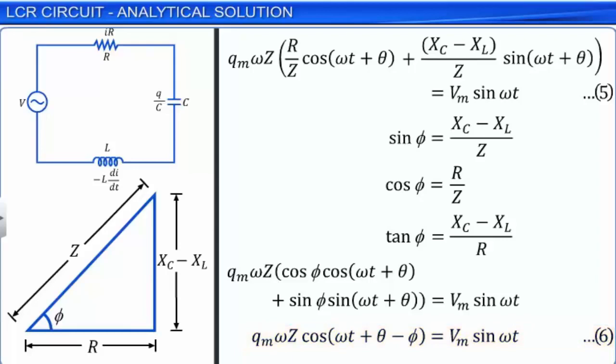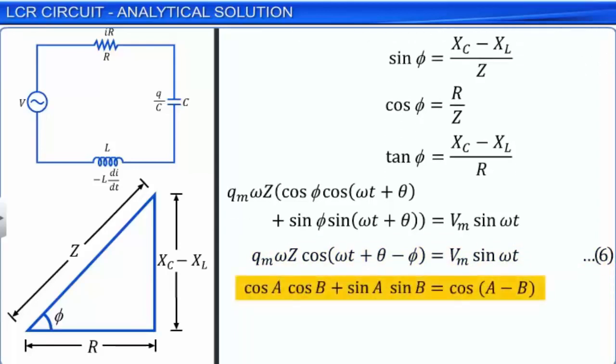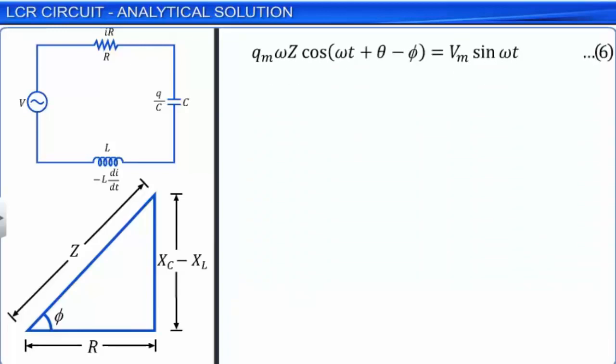Comparing the values on both sides of equation 6, we get Vm equal to Qm omega Z, which is equal to Im Z. Therefore, the maximum voltage in the LCR circuit, Vm, is equal to the maximum current in the circuit, Im, into the impedance of the circuit Z. Also, as cos(omega t minus pi by 2) is equal to sin omega t, we have theta minus phi is equal to minus pi by 2.